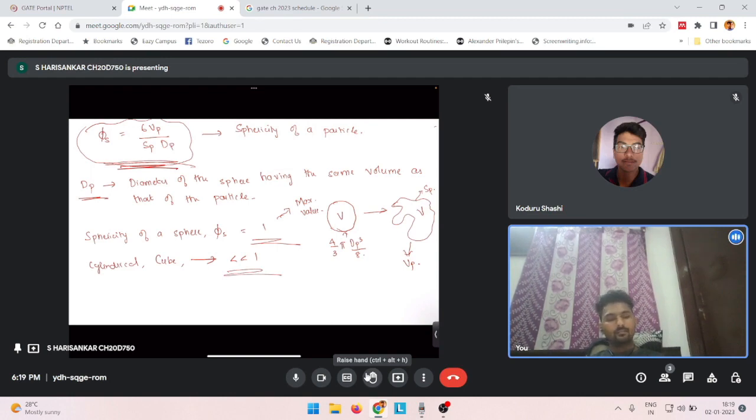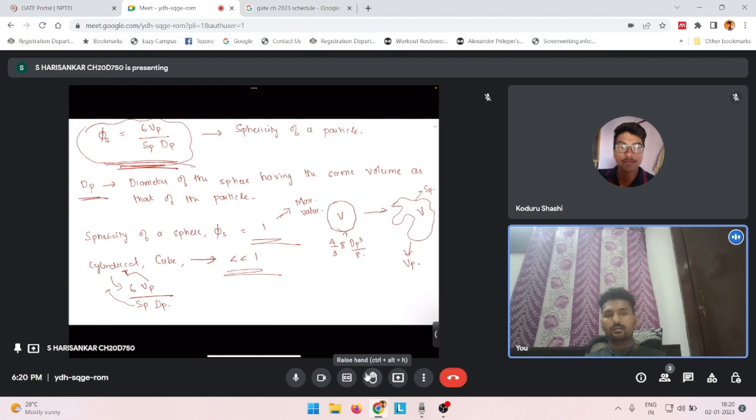Right? And the sphericity of these particles, you can also find using the same formula here, 6 Vp by Sp dp, where Vp means the volume of the cylinder, Sp means the surface area of the cylinder, and dp is the diameter that I just defined above. And you can do the same for a cube as well. So that is about sphericity.